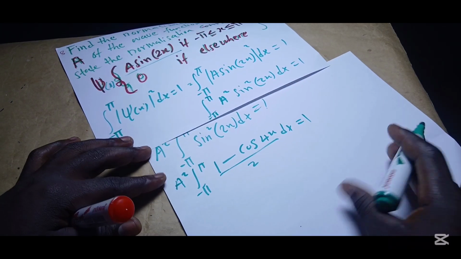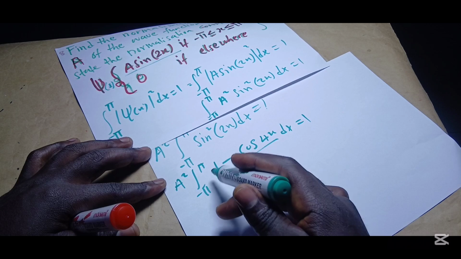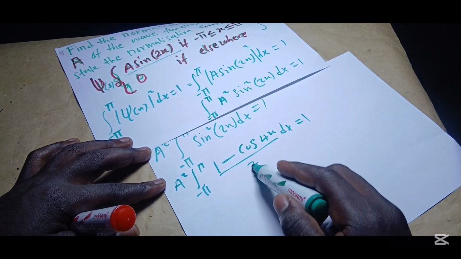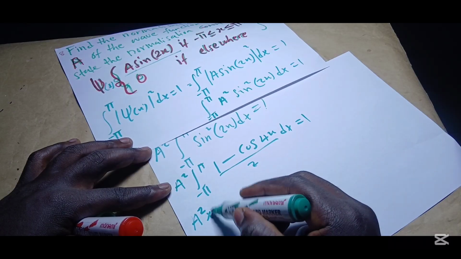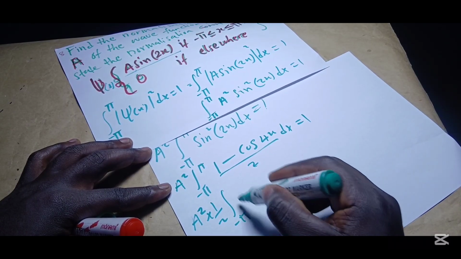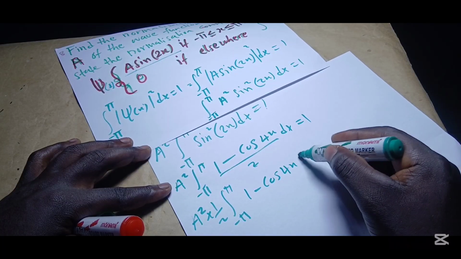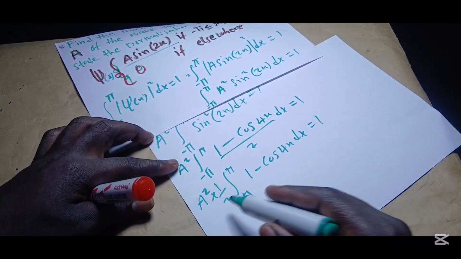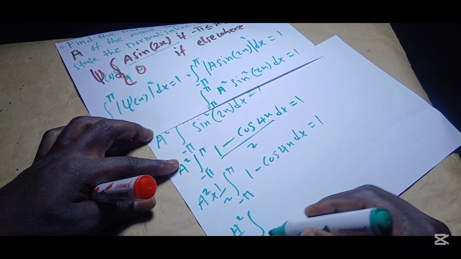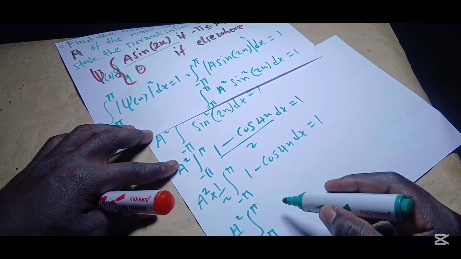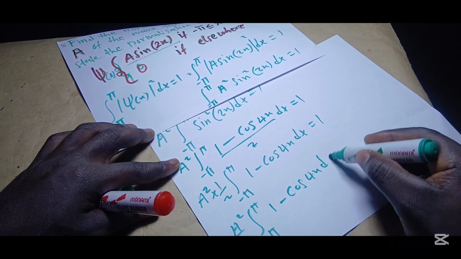So now the next thing we want to do is to factor half out. This is the same as half multiplying this to get 1 over 2 here. So we can just factor half out. So a to the power 2 multiplied by half, integral from negative pi to positive pi of 1 minus cos 4x dx equal 1. So this one becomes a squared over 2, integral from negative pi to positive pi of 1 minus cos 4x dx equal 1.